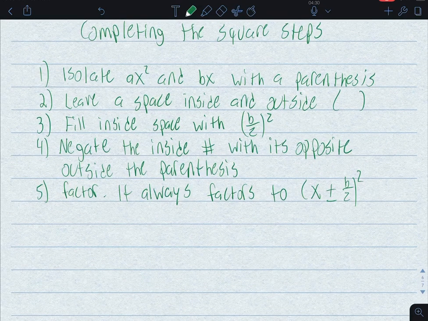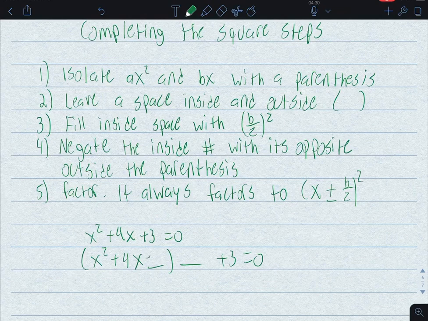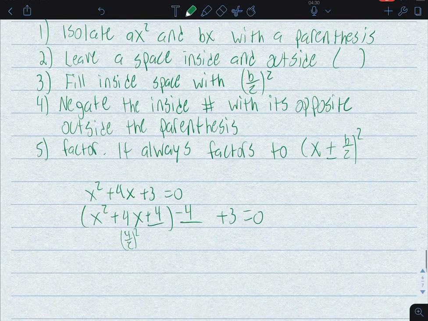And then here's one quick example. X squared plus 4x plus 3 equals 0. We're going to isolate. We're going to leave a space. We're going to fill in the space with half of b. 4 over 2 squared makes 4. If I put a plus 4 inside, then step 4 says I need to negate it with a minus 4 outside.